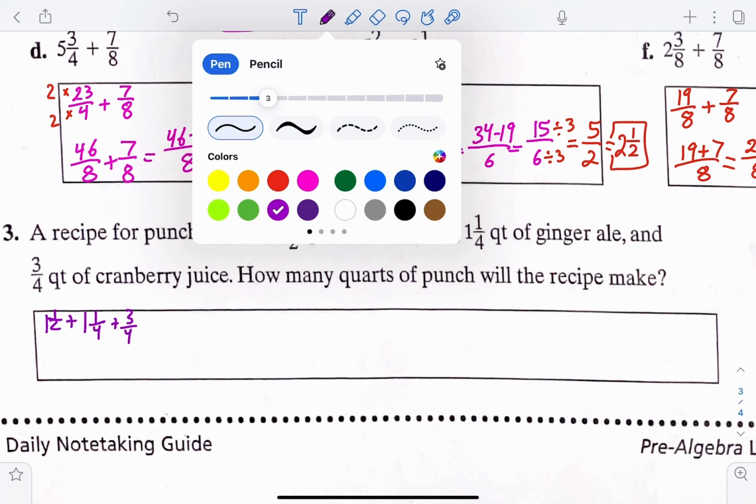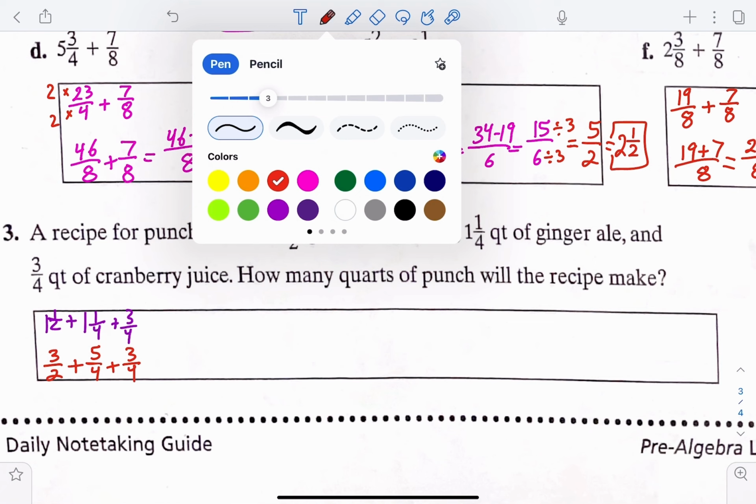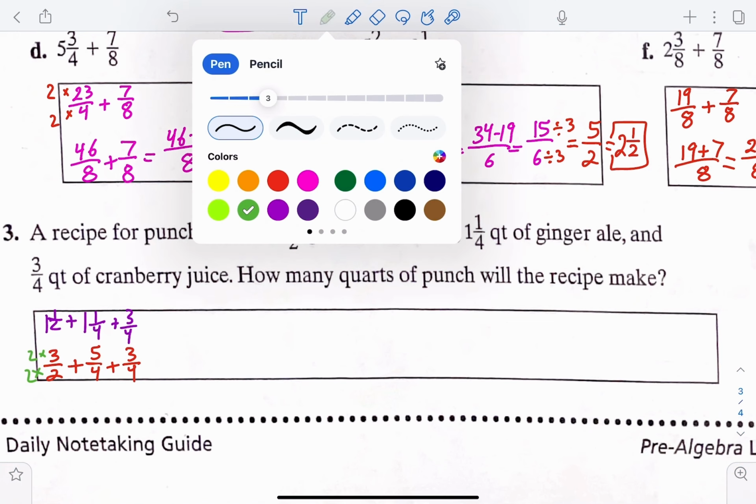But we need to turn those into fractions first. So 1 1/2. 2 times 1 is 2, plus 1 is 3. Oops. So this is really 3 over 2, plus 4 times 1 is 4, plus 1 is 5. So this is really 5 over 4, plus 3 over 4. Need to make them all be over 4. So we could do times 2 on that one.